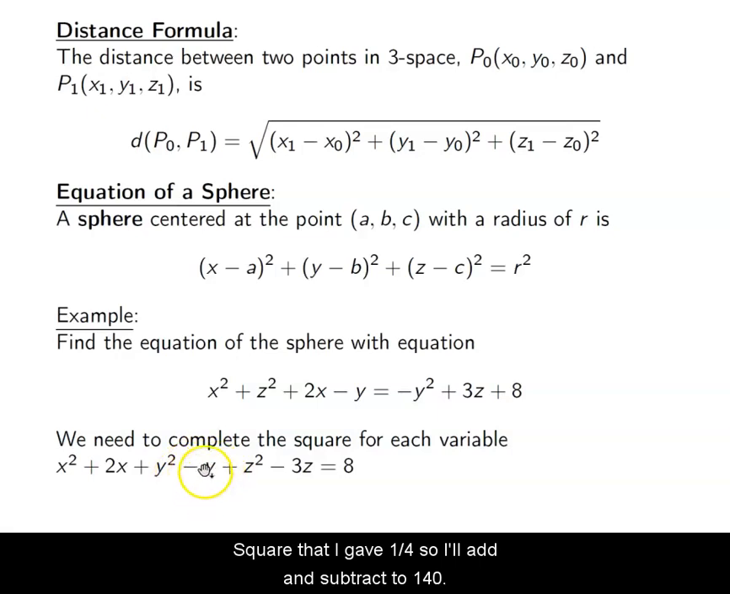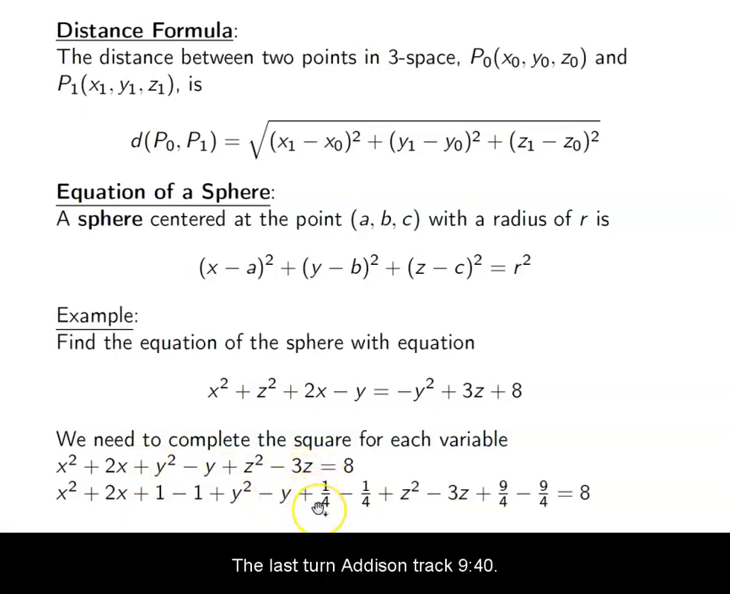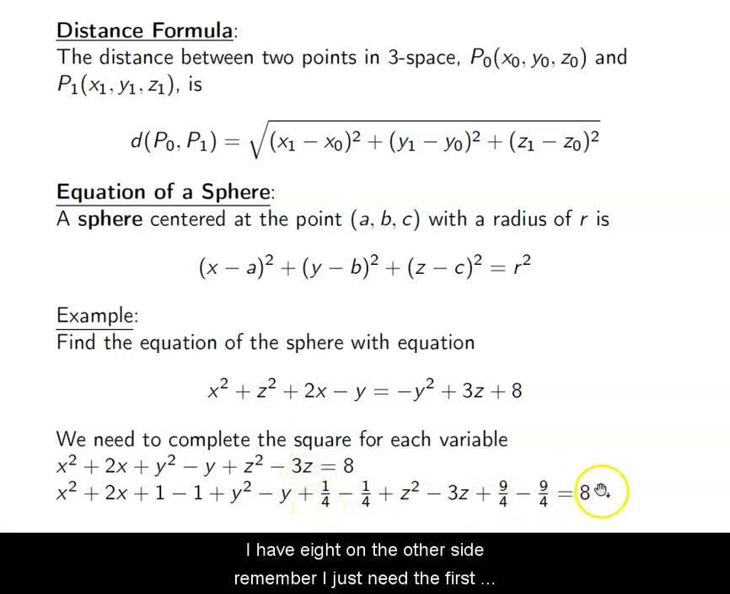So I'll add and subtract the 1/4 here. Here I will have negative 3 over 2a, so that'll be 3/2. So I will add and subtract 9/4. So for the first term, add and subtract 1. For the middle term, add and subtract 1/4. For the last term, add and subtract 9/4. I have 8 on the other side. Remember, I just need the first one, whatever the positive one is, right? The positive one and the positive one.